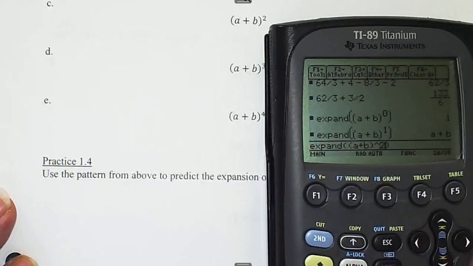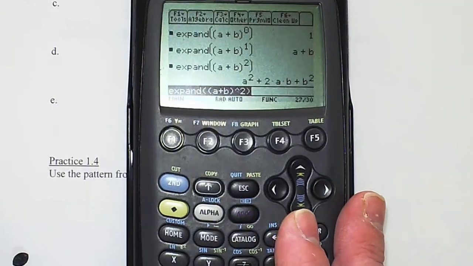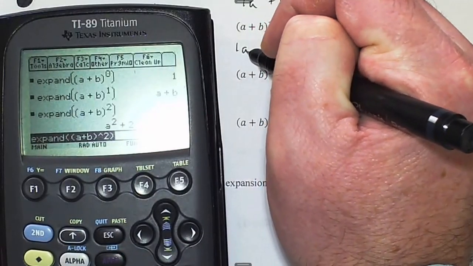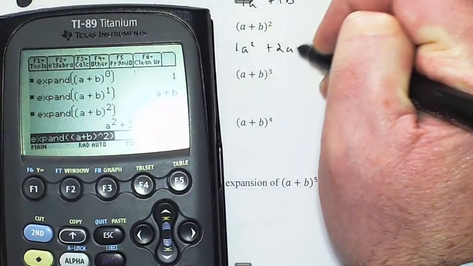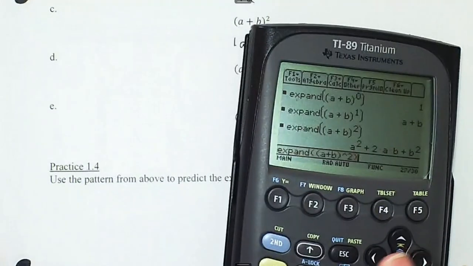Now we're going to put the 2. And that is a squared plus 2ab plus b squared. I hope you know that pattern. We have talked about it a lot. So it's 1a squared plus 2ab plus 1b squared. All right, let's do the third power.